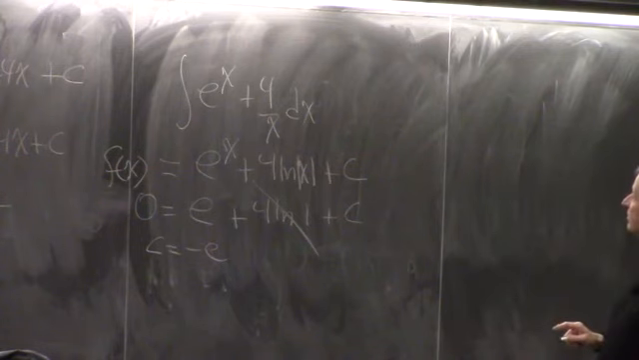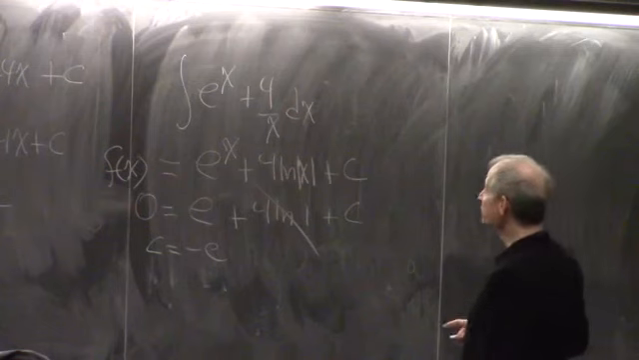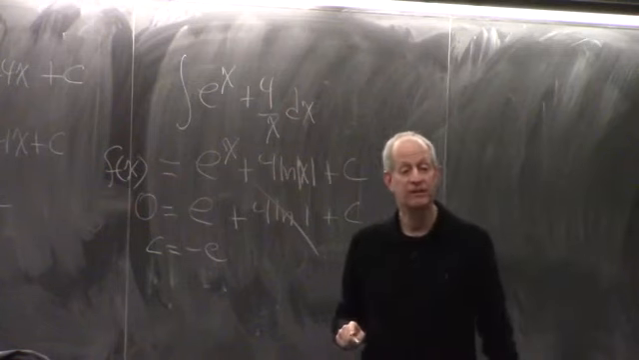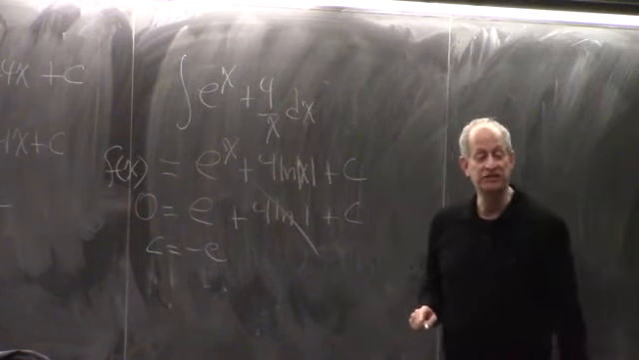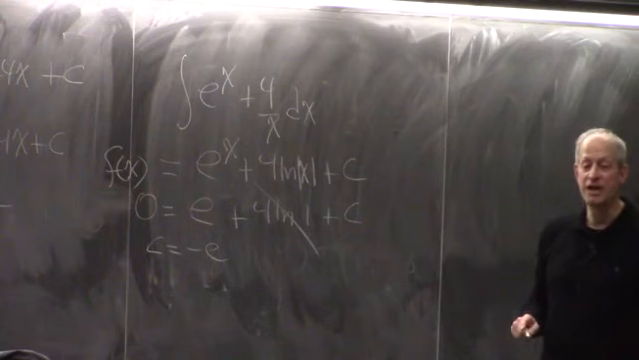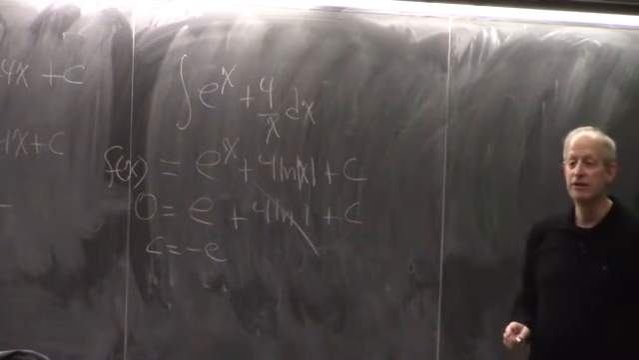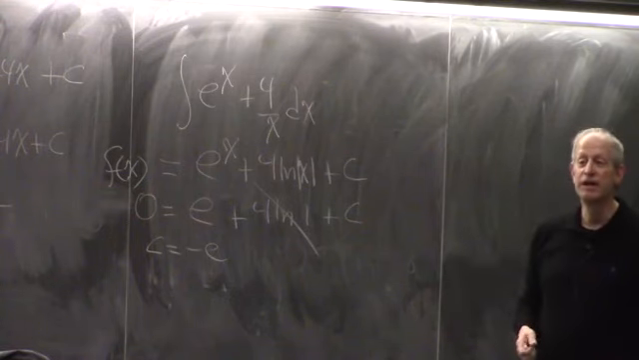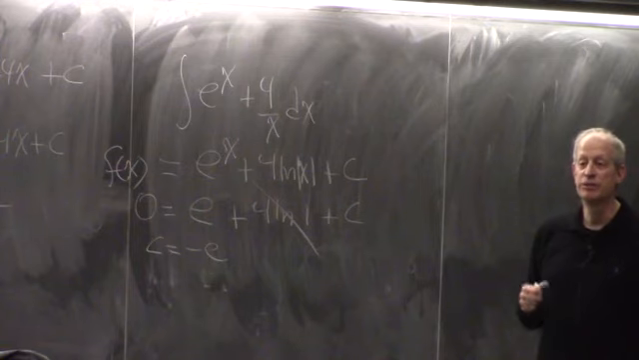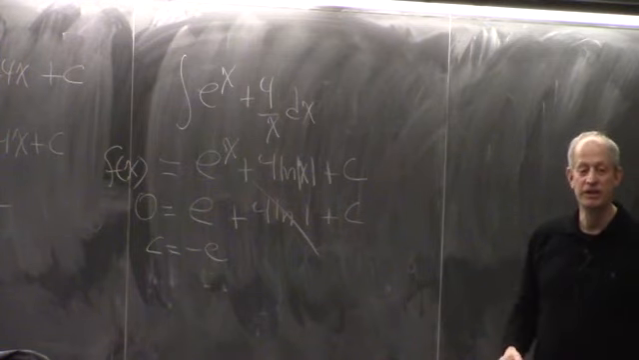Did I do that wrong? e to the 1 is e, right? e to the 1 is e, because anything to the 1 is itself, right? Pi to the 1 is pi. Good. Very good. We like to put that stuff in there. You put in pi, immediately 20% more kids get the question wrong.